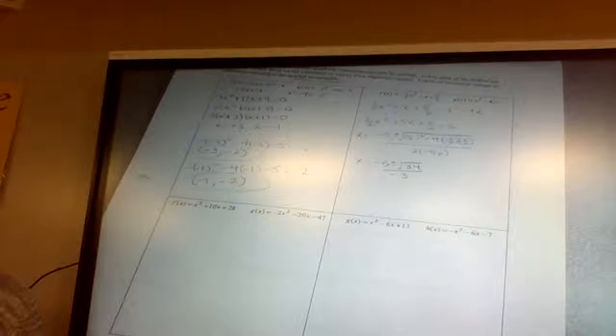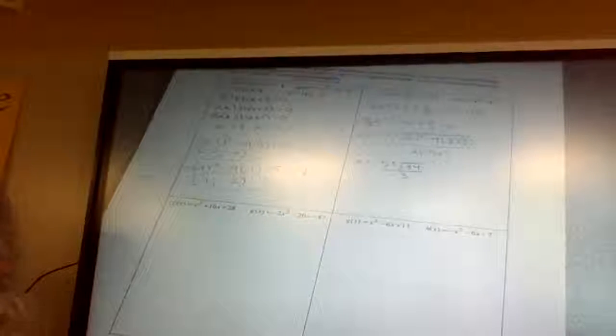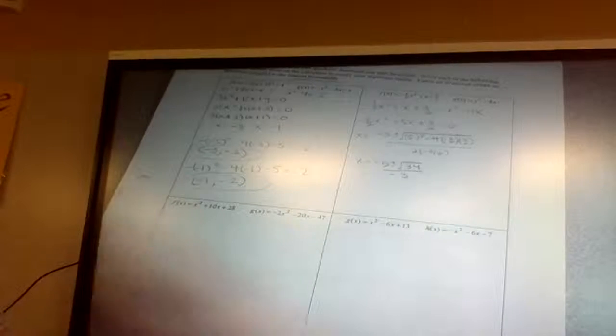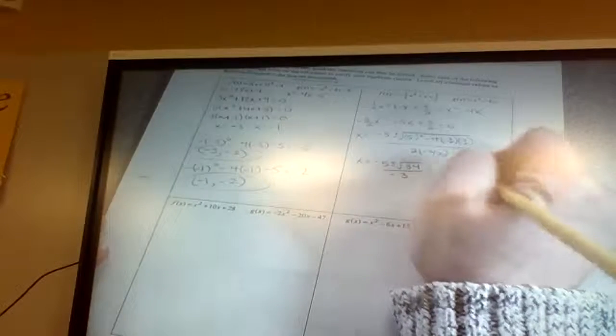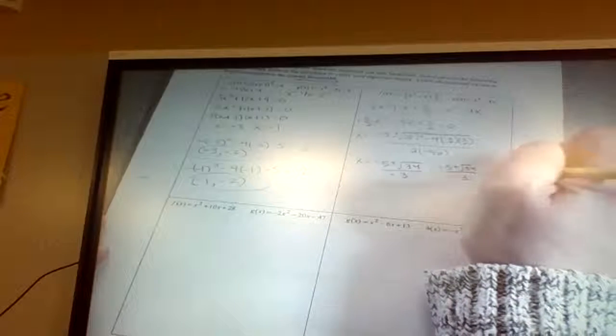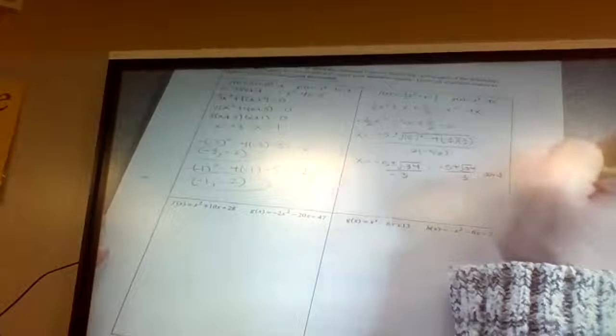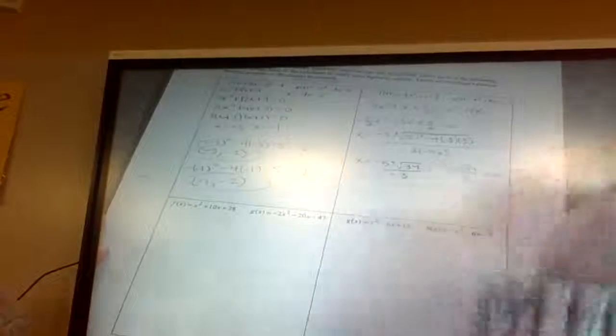All right. So remember that there are 2 answers here, right? You have to put this in your calculator twice. You have to put in -5 plus the square root of 34 over -3 and -5 minus the square root of 34 over -3.